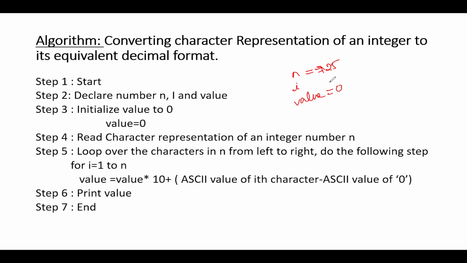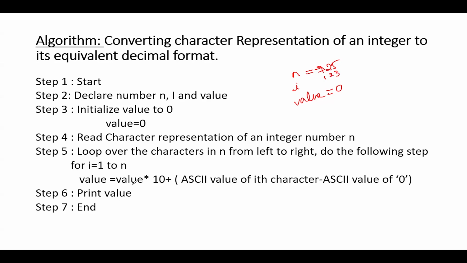This is the value I'm going to take. Now what is going to happen is, read the character representation. So we have done that. Now loop over the characters in n from left to right, doing the following steps. So in this character string itself, we are going to loop. I'm going to start from 1 to n, that is, I'll start from 1 to 3.